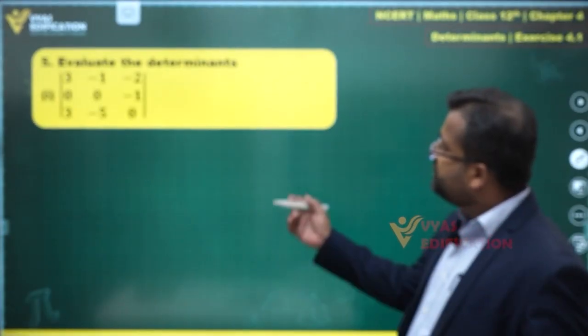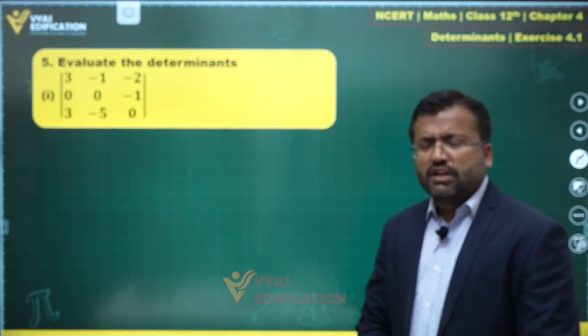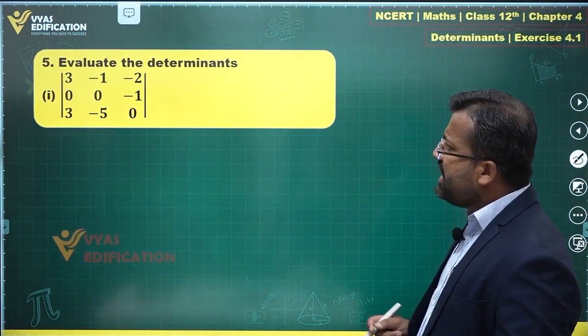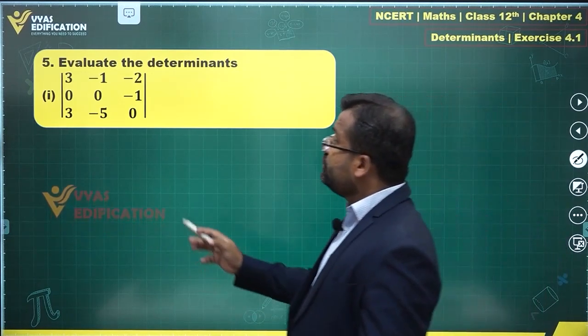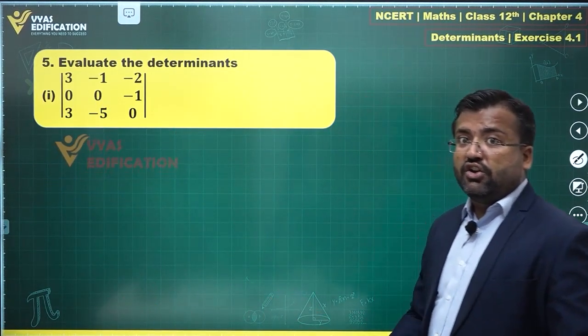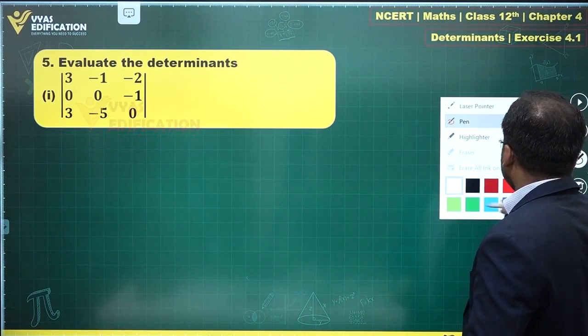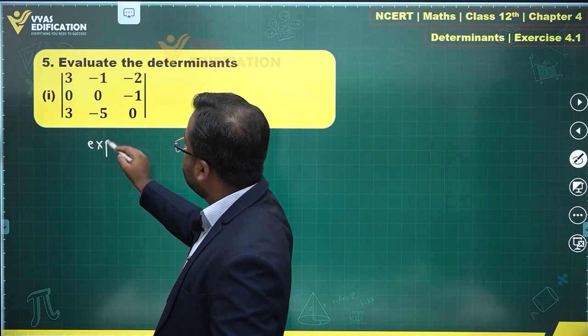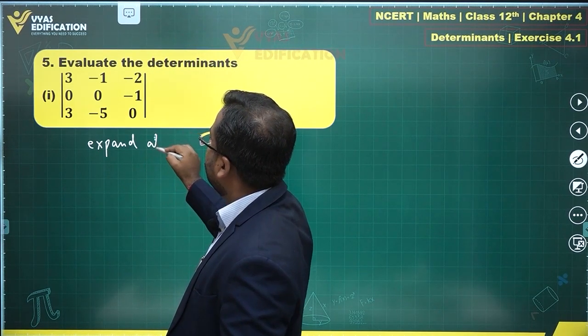Evaluate the determinants. We are supposed to solve and find the value of this determinant over here. Now how do we go about finding this value? It's pretty simple. As you may observe, there are two zeros in this row over here, so we can expand along this row and get the value of this determinant. So let's expand along the second row.